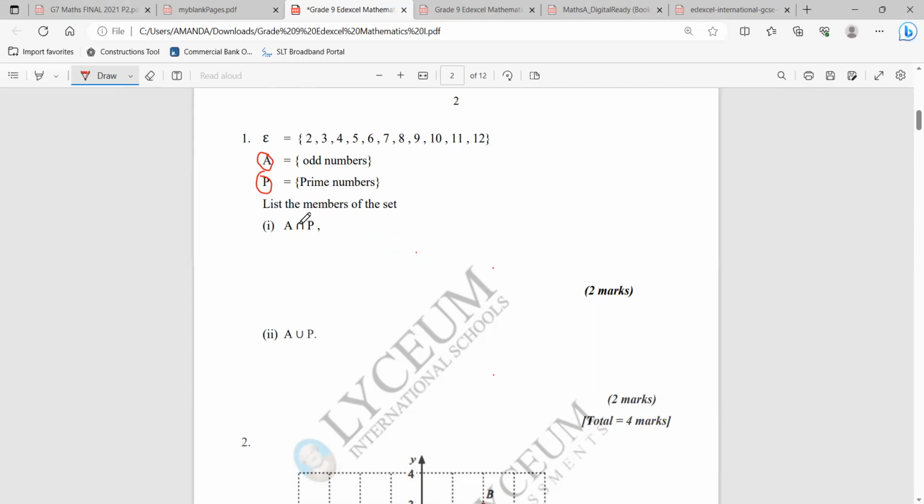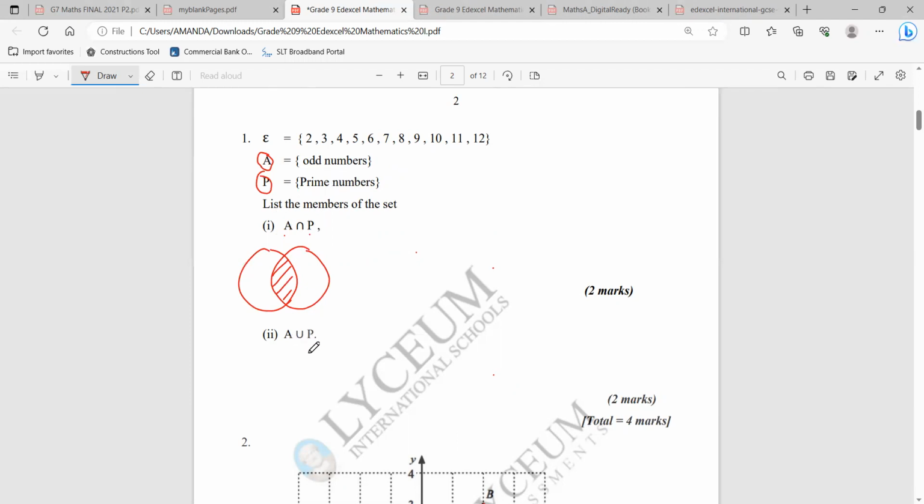And then from this, they're asking A intersect B. So what's the meaning of intersect? Intersect is the common elements for both A and B. If I draw this, intersection is this area, right? They're looking for this. And for this one, this is union A and B.